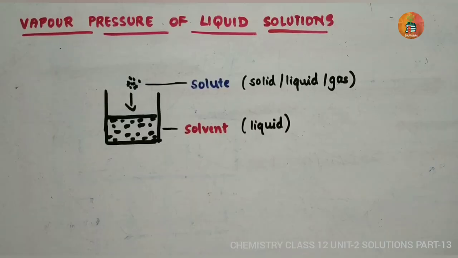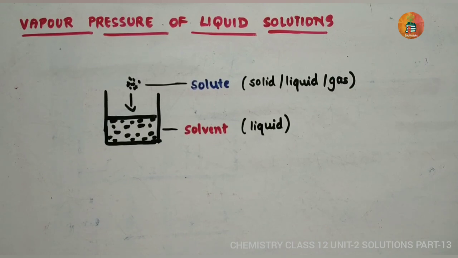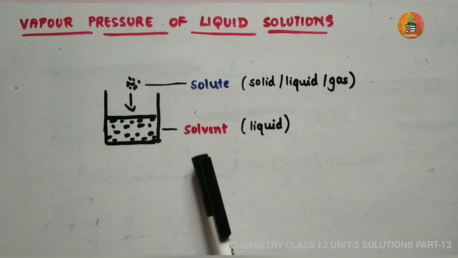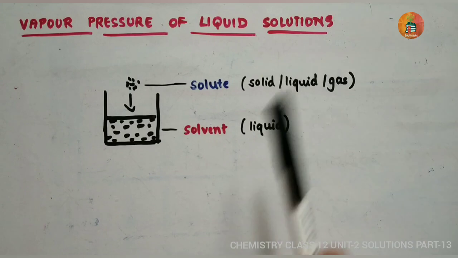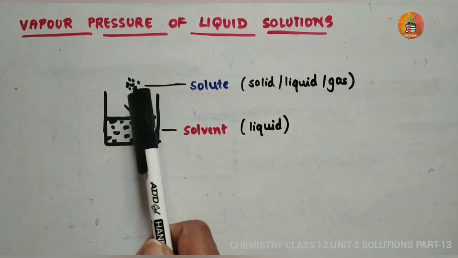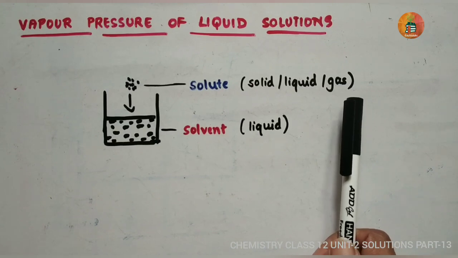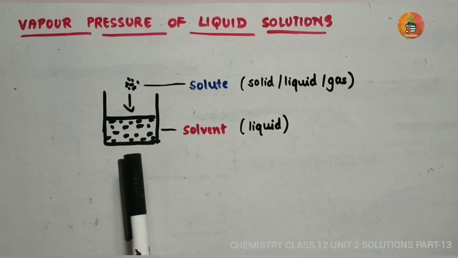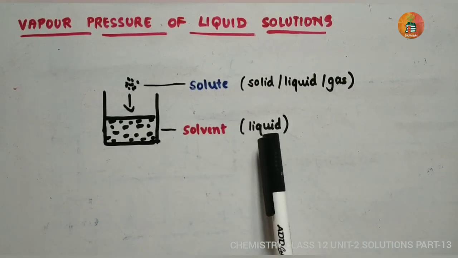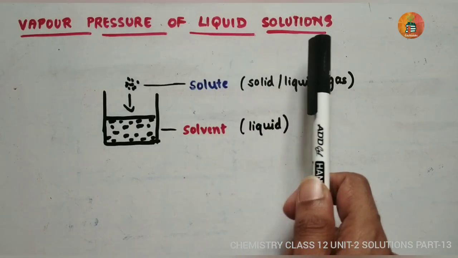Today we are going to study the vapor pressure of liquid solutions. We know that a solution is made up of solute and solvent. So liquid solutions are the solutions where the solute is a solid, liquid, or gas, any one of the cases possible, and the solvent is always liquid. So the name is liquid solutions.